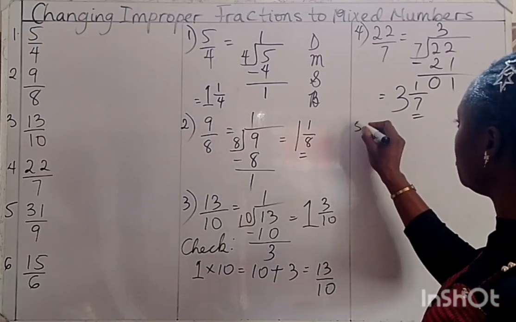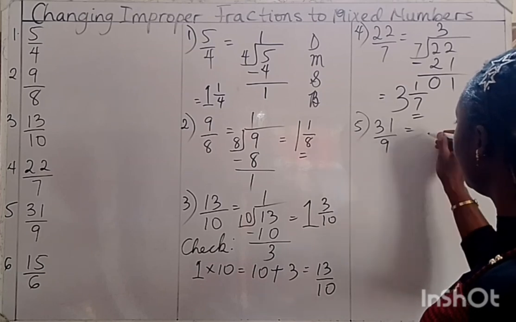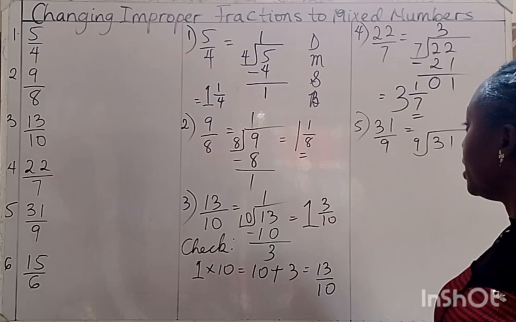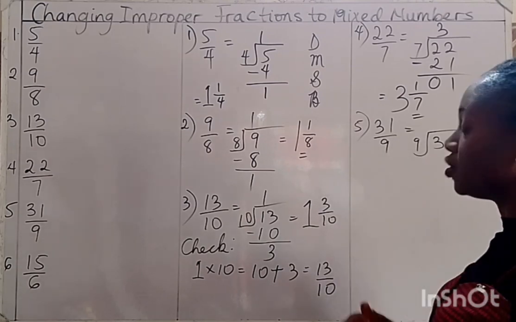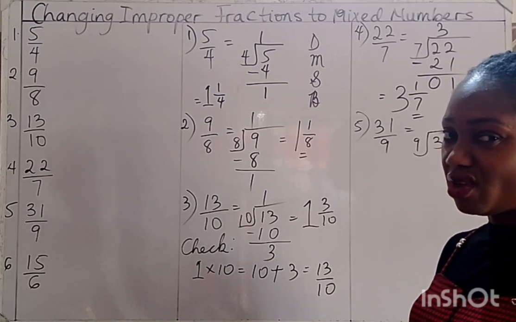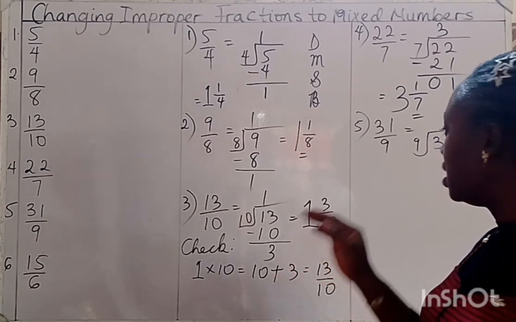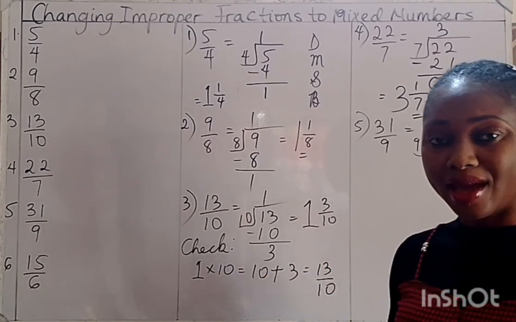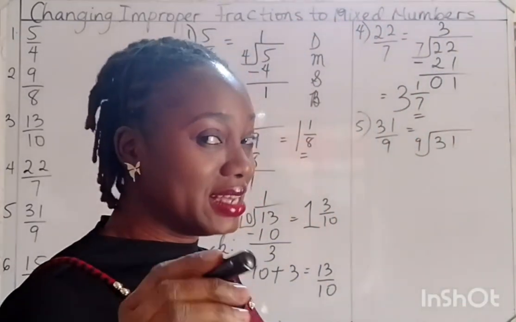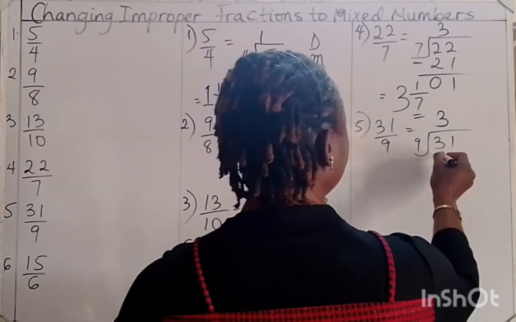Alright? Question number 5. 31/9. Okay, so now, how many times will 9 go into 31? If we go with 2, 9 times 2 is 18. It's too far from 31, right? What about 9 times 3? 27. It's a little bit far from 31. Then what about 9 times 4? 36. And 36 is greater than 31. So which number are we going to go with? 9 times 3, which is 27. So we'll go with 3.